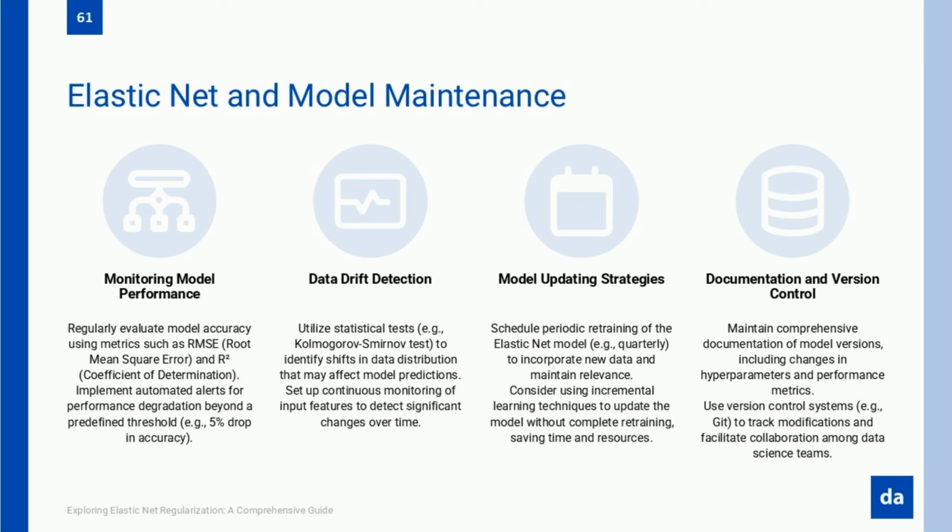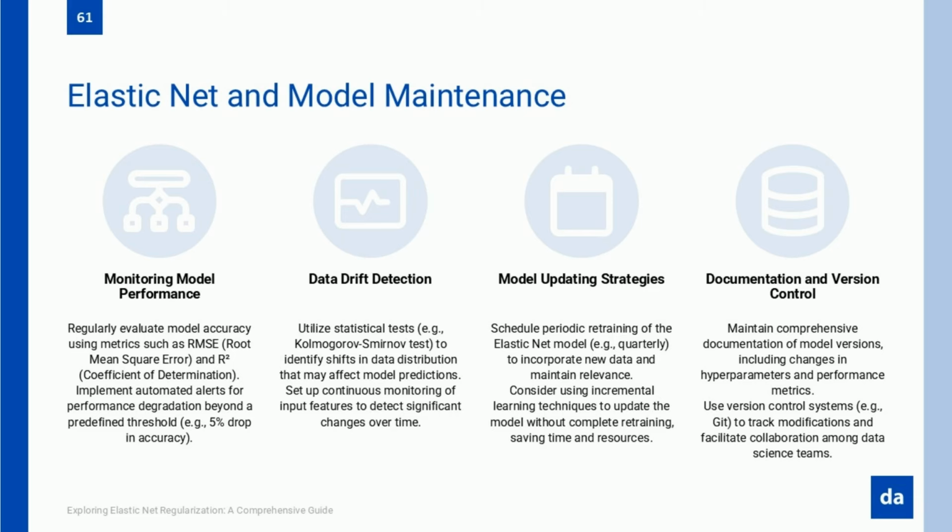Regular retraining schedules are essential. The frequency of retraining depends on the application. Some models need updates daily, e.g., fraud detection, while others may only need quarterly or annual adjustments, e.g., credit risk assessment. Automating retraining pipelines ensures that the Elastic Net model is always working with the latest available data, reducing the risk of outdated predictions.